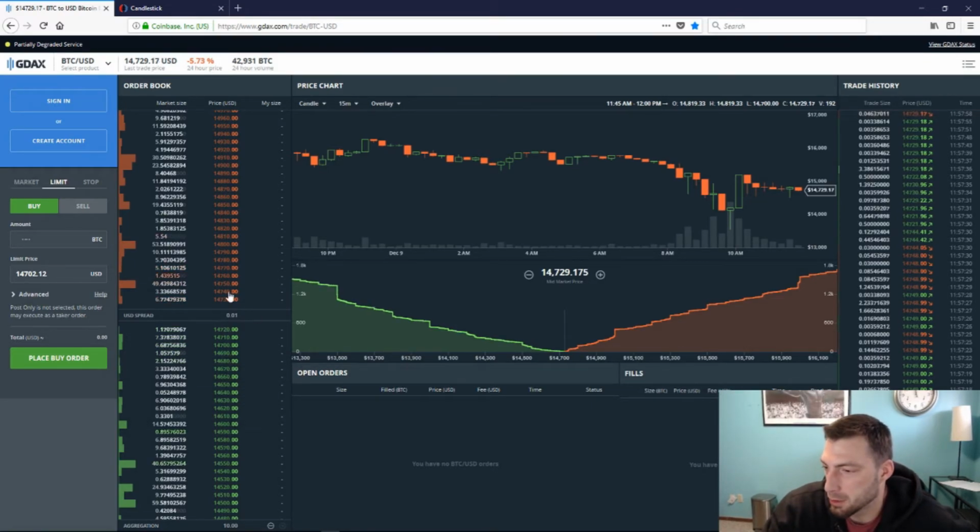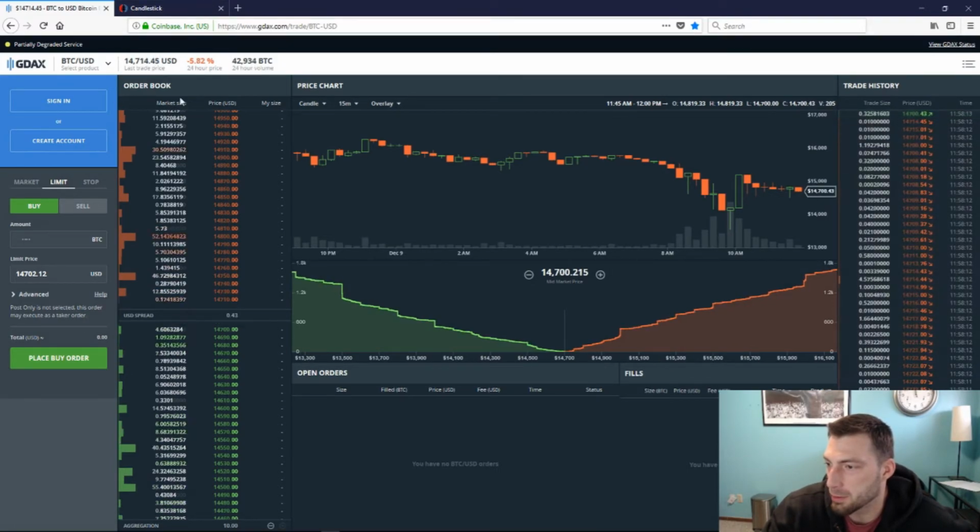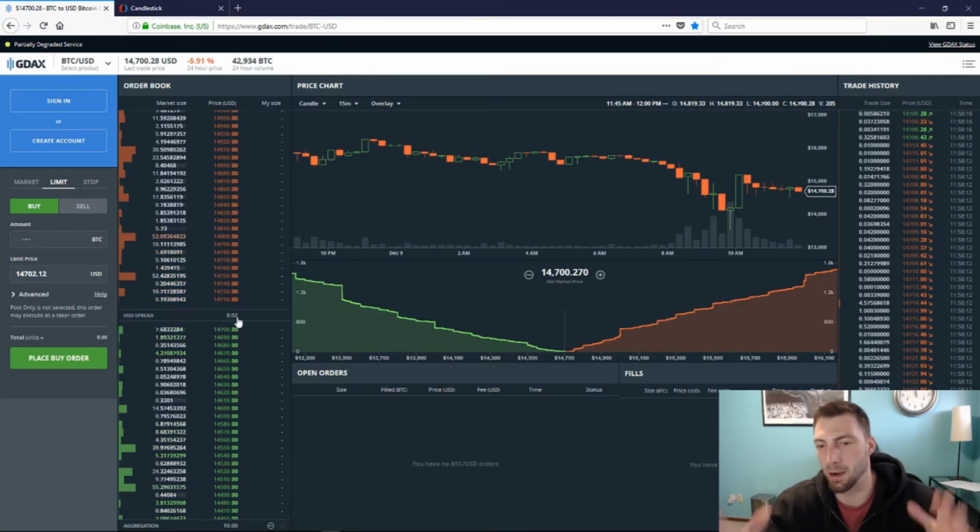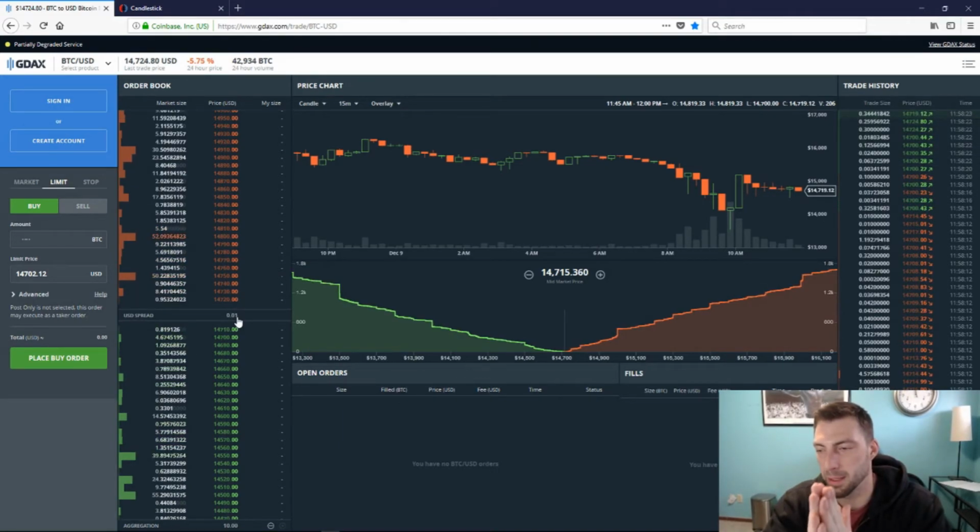The USD spread is a penny. That means the people wanting to sell and the people wanting to buy are off by one penny. When that price meets, boom, the price changes, and we have a new last trade price. So you can see the spread sometimes is big, sometimes is small. It's just simply how close the buy and sell are to meeting and making a sale.